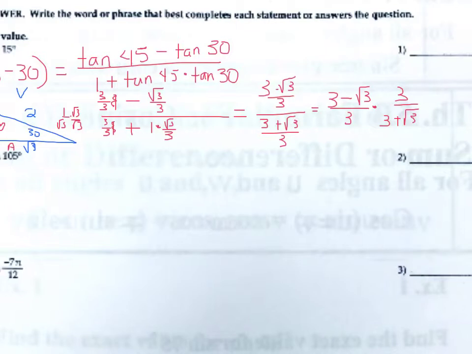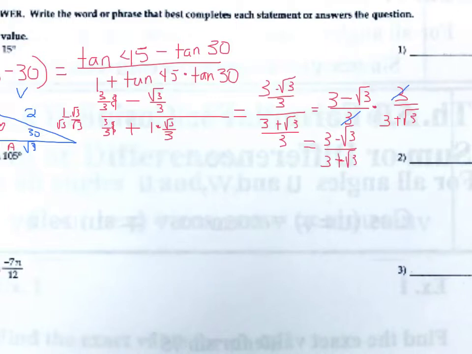So at this point, we can just cancel out the 3's. Now we cannot cancel out the 3 minus the square root of 3 and the 3 plus the square root of 3, because they have different signs. So let me just rewrite it. That would be 3 minus the square root of 3 over 3 plus the square root of 3.